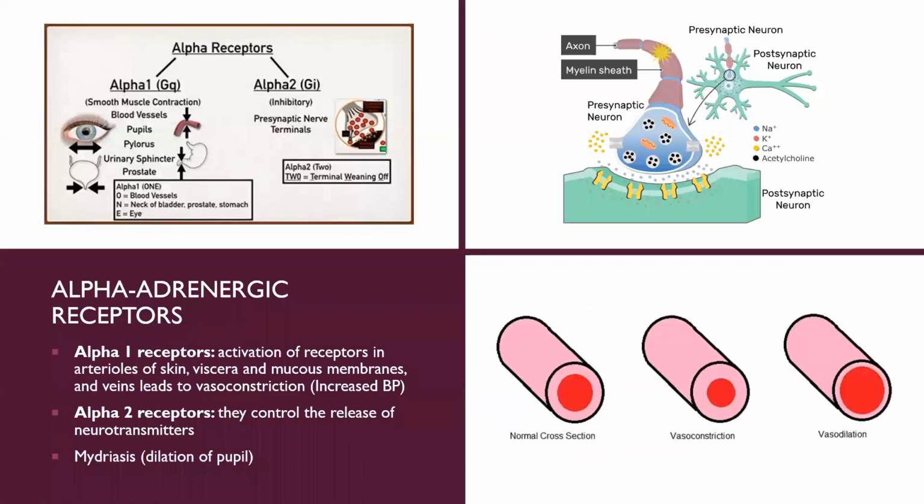So we'll go ahead and start with first our alpha receptors. Alpha adrenergic receptors, you've got two of them. You've got alpha 1 receptors, which causes activation of receptors in the arterioles of the skin, visceral and mucous membranes, and veins, all leading to vasoconstriction. So what we're talking about here is in the vessels.